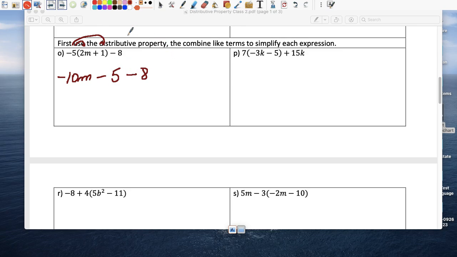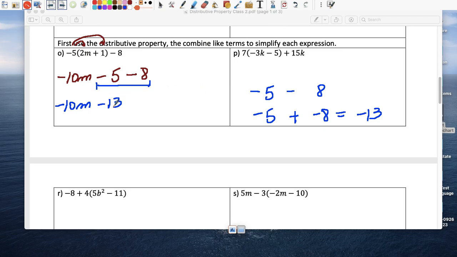Now I look at it and see if I can combine, and I can. Look, these two guys, this guy here and this guy here, are like terms, and lucky for us, they're right next to each other. So negative 10m stays, and let's figure out what negative 5 minus 8 is. So negative 5, I'll put it over here, minus 8. Keep the first one, change the subtraction to addition, and 8 becomes the opposite, or the additive inverse, which is negative 8. And what's negative 5 plus negative 8? Negative 13, and that's what we write over here. So the final answer is negative 10m minus 13. Okay? So here we did distributive property and we combined like terms.